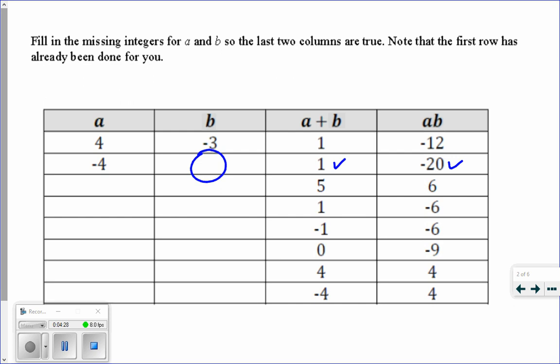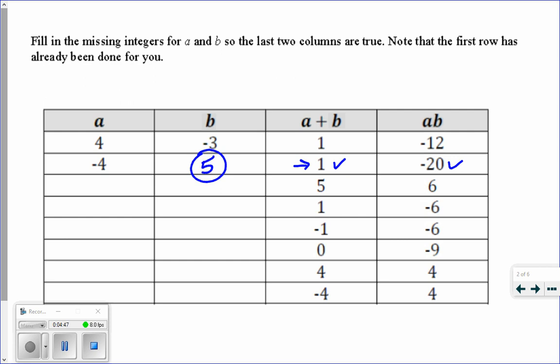Negative 4 times what would give us a negative 20? And then whatever that number is, hopefully when we combine it, it gives us this one right here, okay? So let's start with the product. So negative 20, if I already have a negative 4, times what gives me negative 20? Hopefully you feel comfortable that that should be a 5.